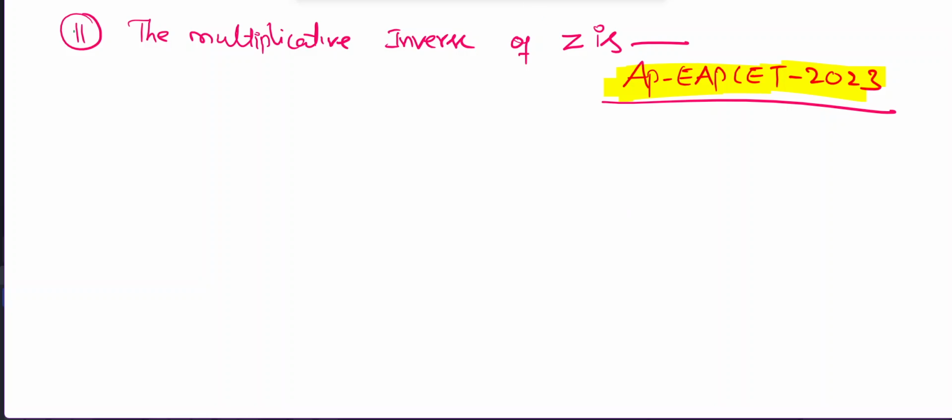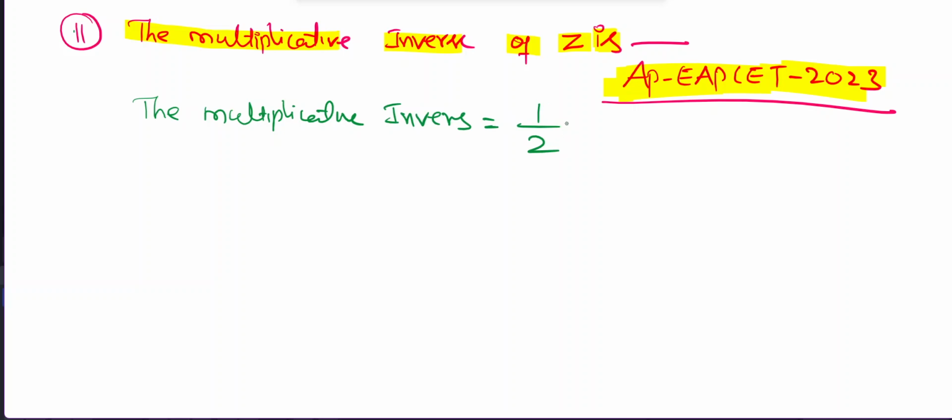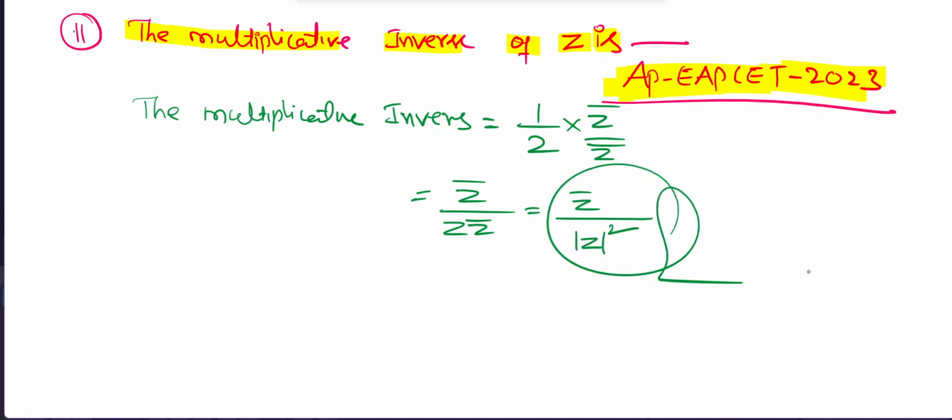This is next question from complex numbers. Here it is asking the multiplicative inverse of z is dash. This is EAMCET 2023 question. So now we find the multiplicative inverse of z. Inverse of z is 1 by z. So taking rationalization, that is z bar by z bar, that is equal to z bar by z into z bar. We know that z into z bar is mod z whole square. This is the multiplicative inverse of z.